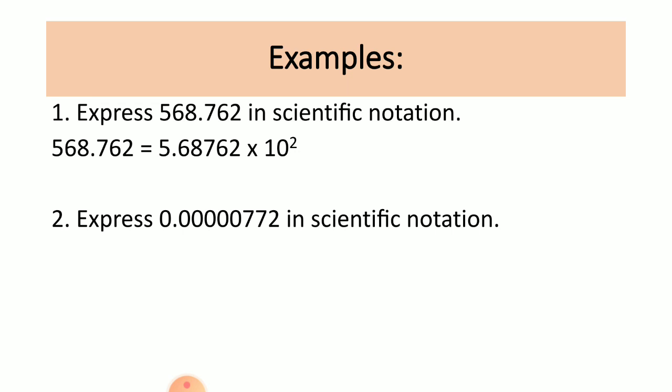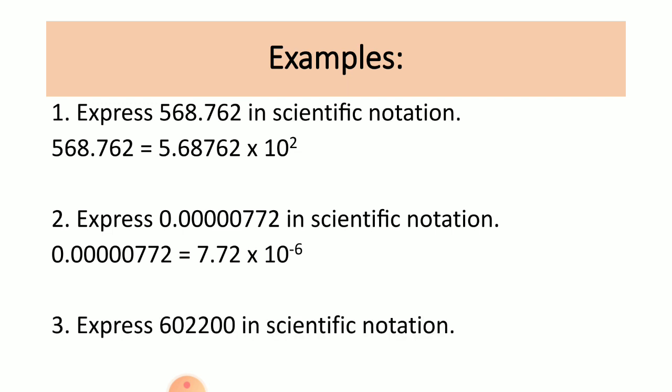Therefore, let us look for numbers that are non-zero. Therefore, we will move the decimal point to the right. So we'll be moving it 6 units to the right. So that is now 7.72 times 10 raised to negative 6. So the exponent is negative 6 because we moved the decimal point 6 units to the right.